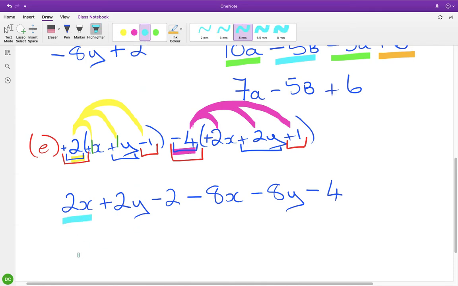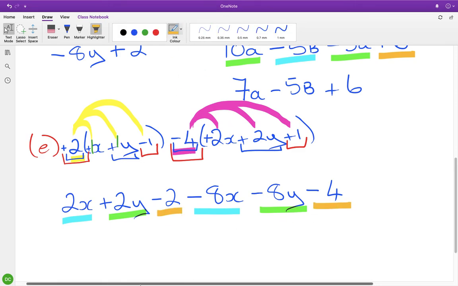So I have an x. Do I have another one? I do. I have a y. Do I have another one? Yep. And I have a constant, and I have a second constant. Okay, so good few from the same family here.